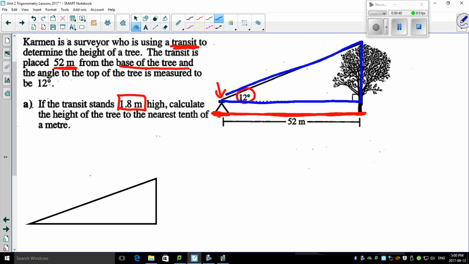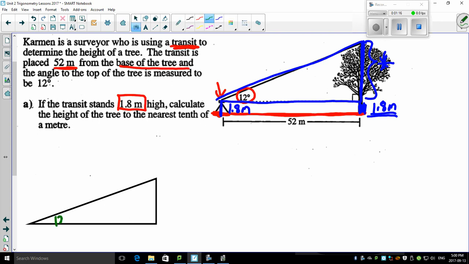So you've got an issue. If you use SOH CAH TOA to find this side, it's not the entire height of the tree. But since the transit is standing here at 1.8 meters, guess what? This height right here then is also 1.8 meters. So you can find this height using SOH CAH TOA and then add 1.8 meters to it. Okay, so let's write this out.